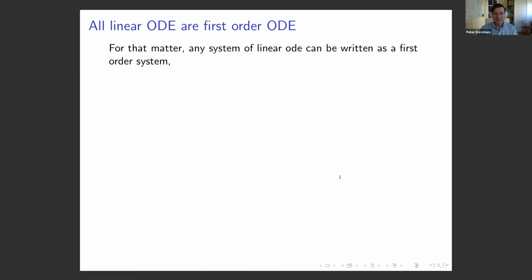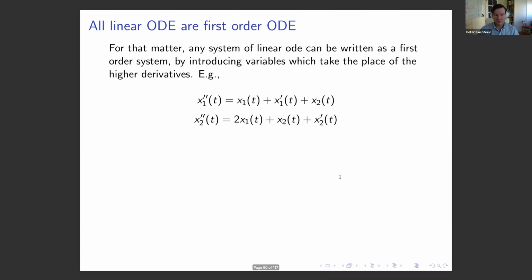So for that matter, any system of linear ODEs can be written as a first order system by introducing variables which take the place of the higher derivatives. So it's a similar system to what we saw in the springs problem. Although here there are some first order derivatives, which in physics would account for velocities, right? So for example, if you study the motion of particles in the presence of forces which are proportional to velocities, like air friction, in a certain range of velocities, that would be the case, right?